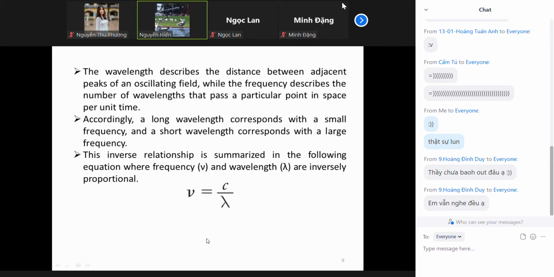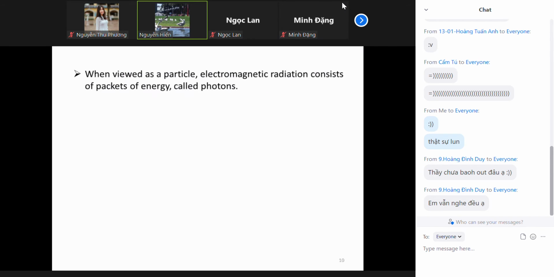So this equation is quite familiar to all of you. And in this equation, c is the constant, the speed of light, just the speed of light. Okay, when light is viewed as particles, its electromagnetic radiation consists of, let's say, small packets of energy called photons.